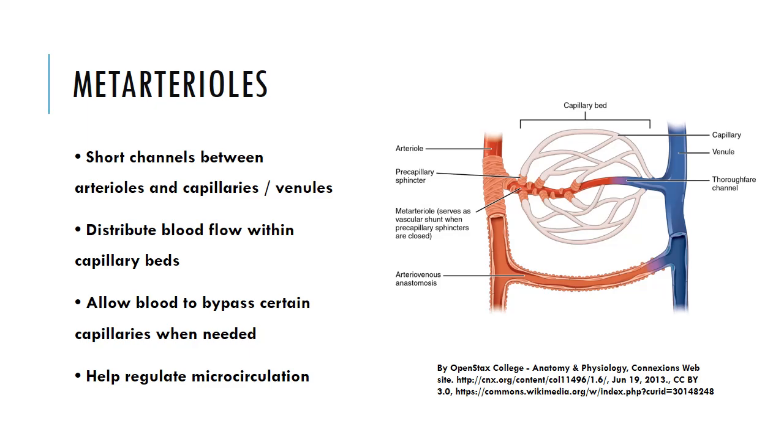Now, between arterioles and capillaries, we find the metarterioles. Think of them as short connecting roads that can either send blood into the capillary beds or allow it to bypass some of them. This makes them important in directing traffic within the microcirculation. They make sure blood is sent to where it is needed the most.